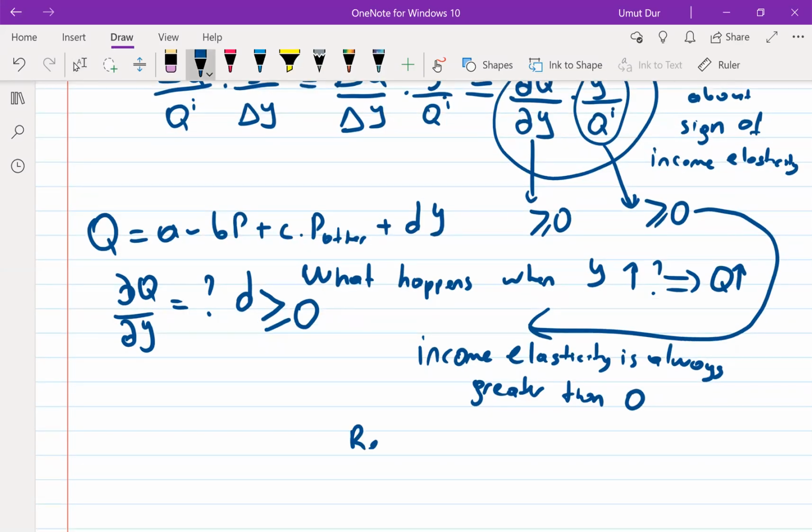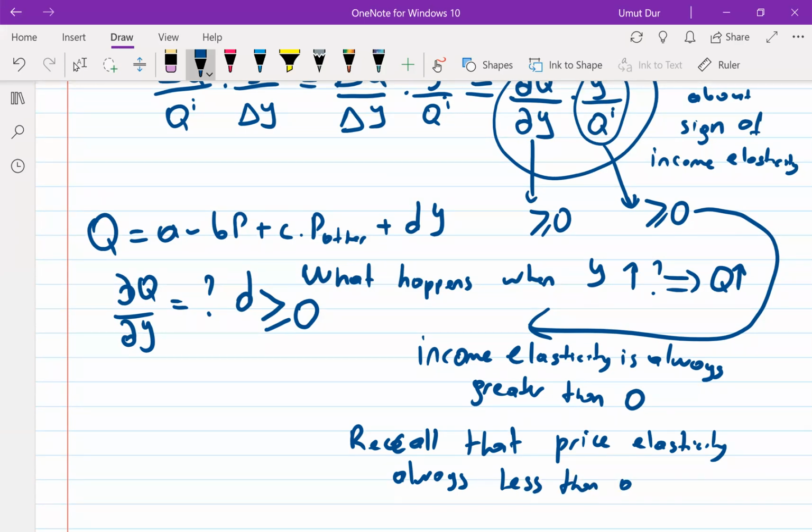Recall that price elasticity is always less than or equal to 0.